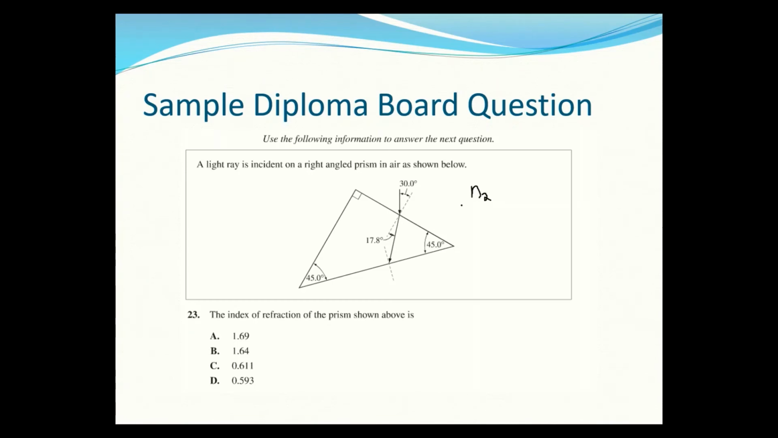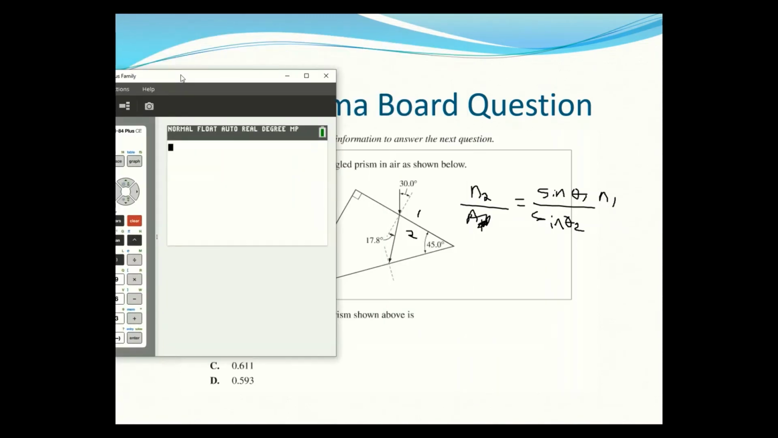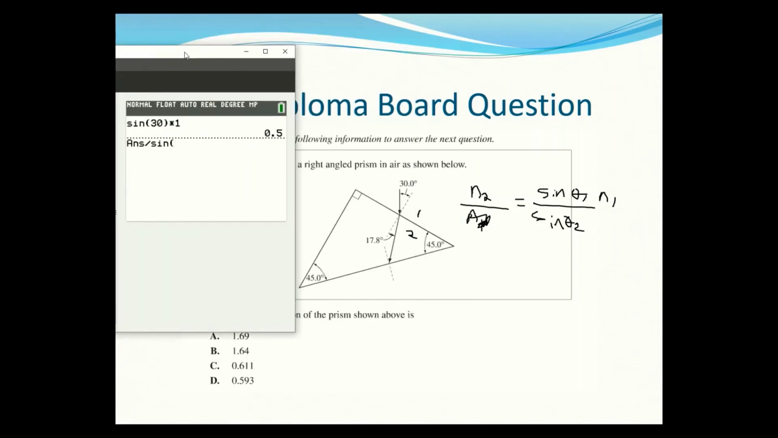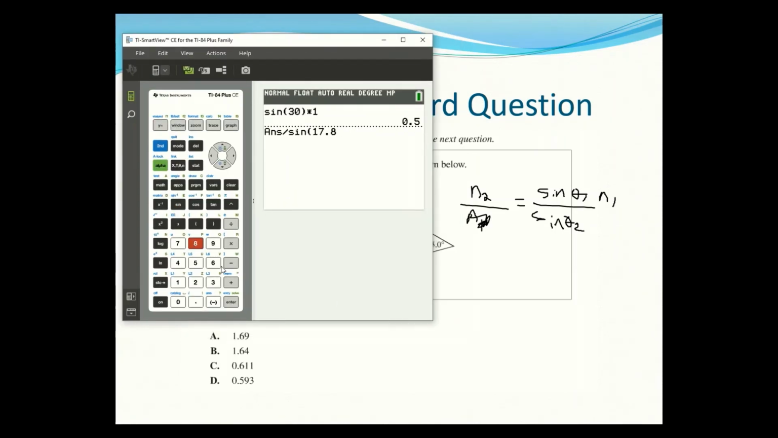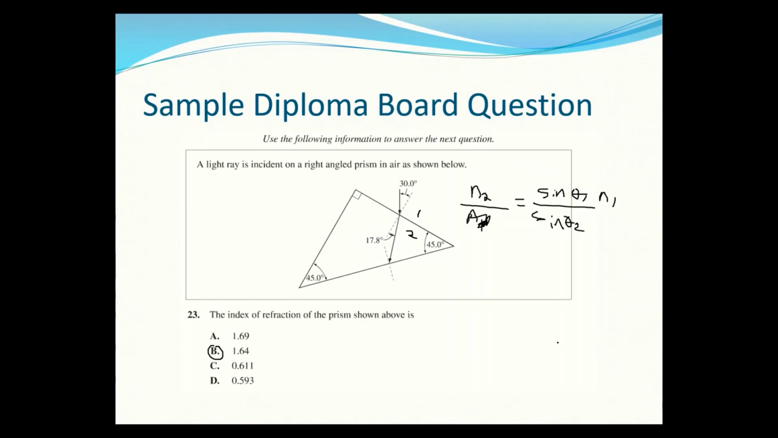So we can go n2. This is 2, this is 1. n2 is my prism, n1 is air. And then it's got to be sine theta 1 over sine theta 2, and then just move n1 up top. Let me open the calculator and we can type this in. The angle of 1 is 30 degrees. So sine of 30 times 1, because that's the index of refraction of air, and then we divide it by the sine of our angle 2, which is 17.8. We get 1.63, so 1.64. So B is the correct answer.